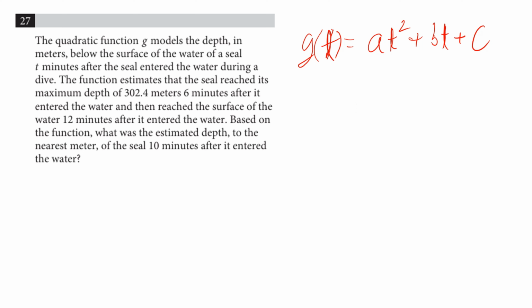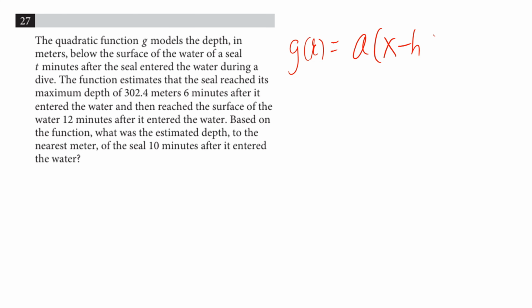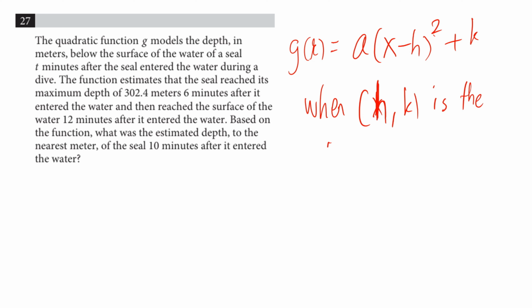We read the additional information that they've given us. We see that the function estimates that the seal reached its maximum depth of 302.4 meters 6 minutes after it entered the water. From here, they've given us the maximum point of the function, which means that our quadratic function can be written in maximum point format, which is a(x minus h) squared plus k. And this is when (h, k) is the maximum point.